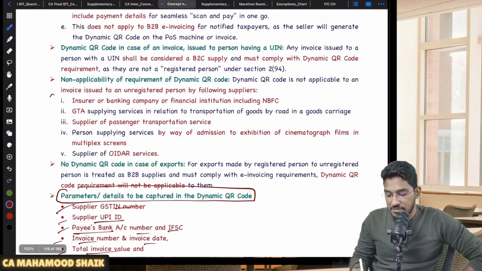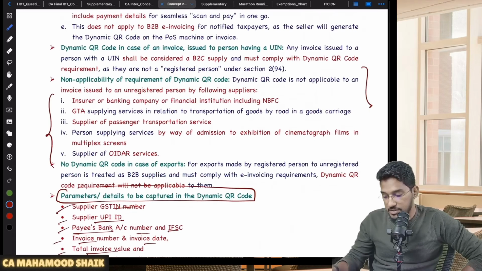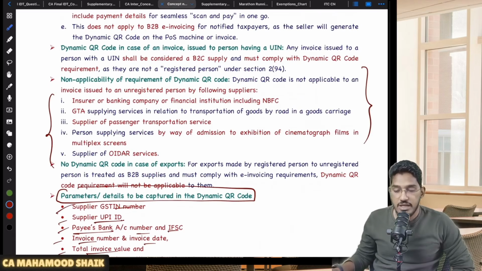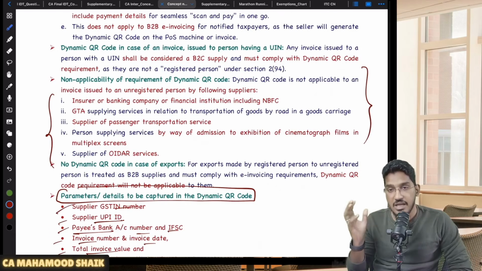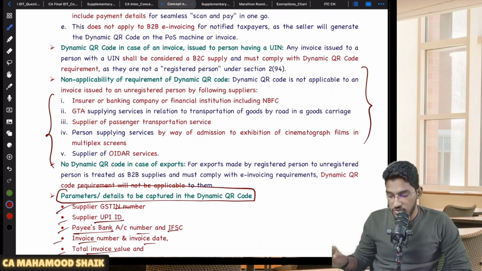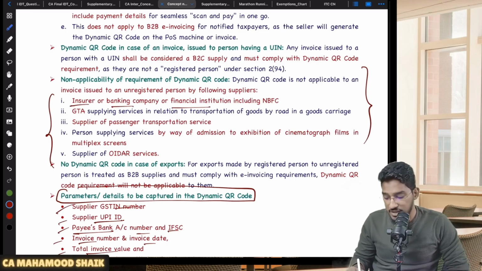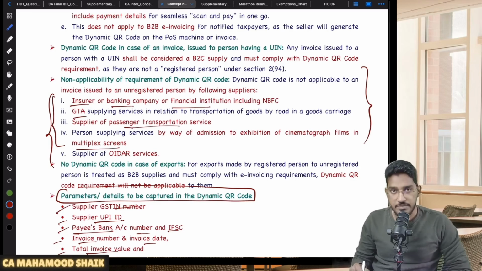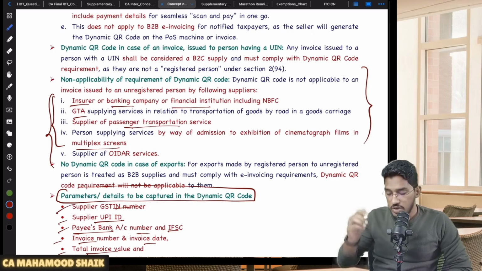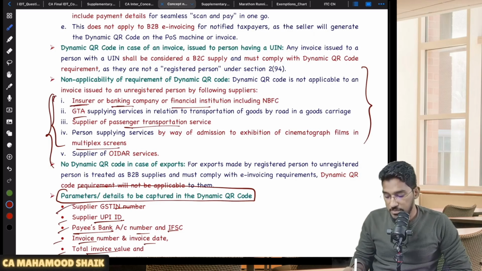And here also they have given a few exemptions for some suppliers. Some suppliers, even though their aggregate turnover has exceeded that 500 crores, are still not required to generate the dynamic QR code. Who are they, sir? Insurer, banking company or financial institution, GTA service provider, passenger transportation services, multiplex screens. Same as the e-invoice exemption list. For e-invoice also we have an exemption list, no? Out of that, 4 are the same: insurer, banking company, GTA, passenger transportation services, multiplex screen providers. These 4 are common.